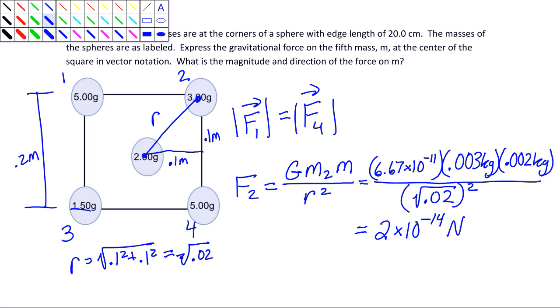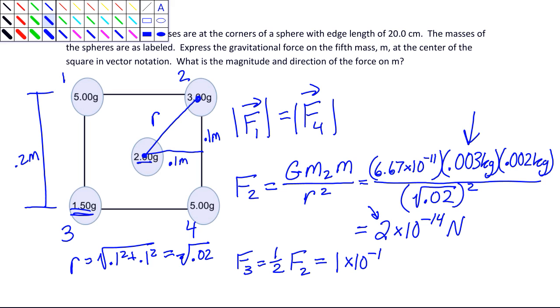All right, now I also want to calculate what is the force due to this particle on this mass. But as I've already said, the only difference is going to be this number, and it's going to be half the value here. So F3 is going to be 1/2 the magnitude of F2. So F2 was 2 times 10 to the minus 14. This is going to be 1 times 10 to the minus 14 newtons.